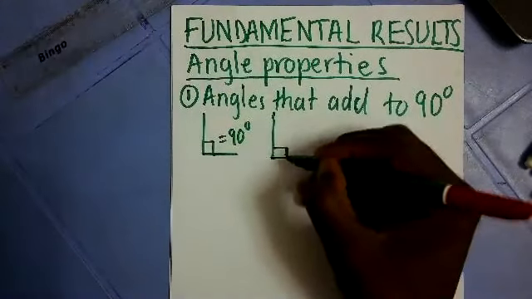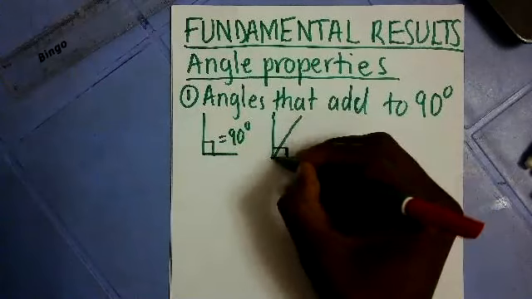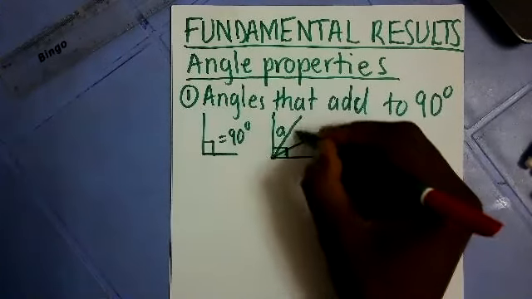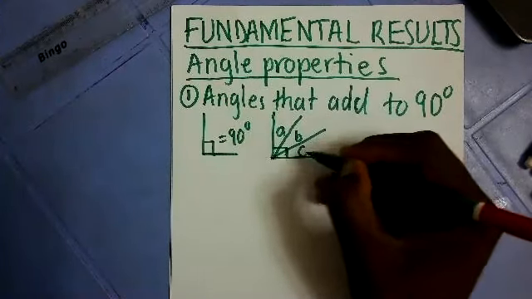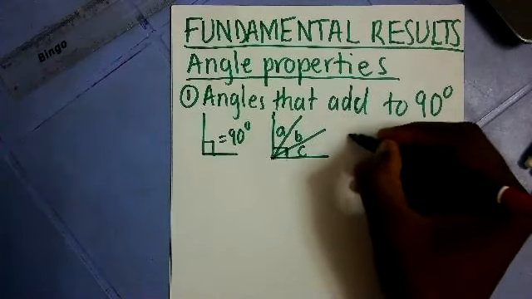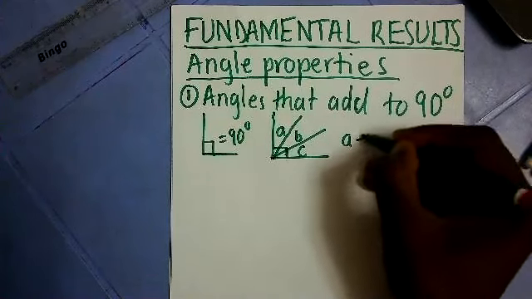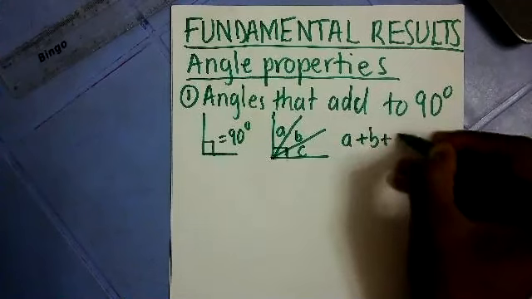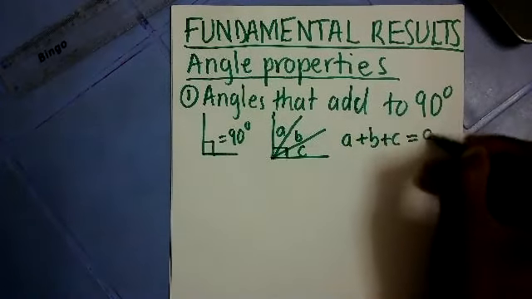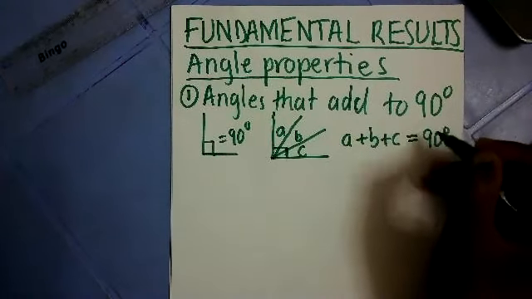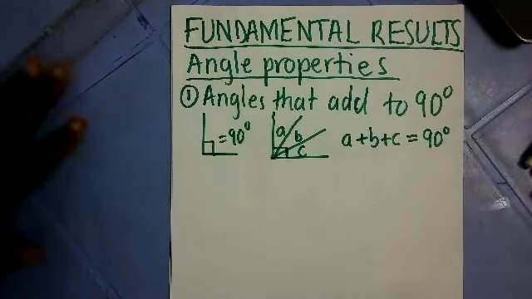It could be, for example, one line, another line, could be A, B, C. So it could be many angles, but we say if you add angle A, if you add angle B, and you add angle C, the total should always give you 90 degrees.